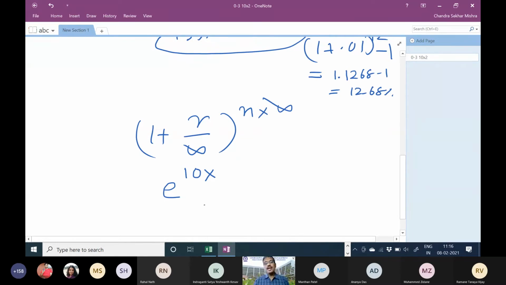Is R 12 or R 0.12? 0.12. So 10,000 into this one. That's what? Yes, sir. Right? Okay. No problem.